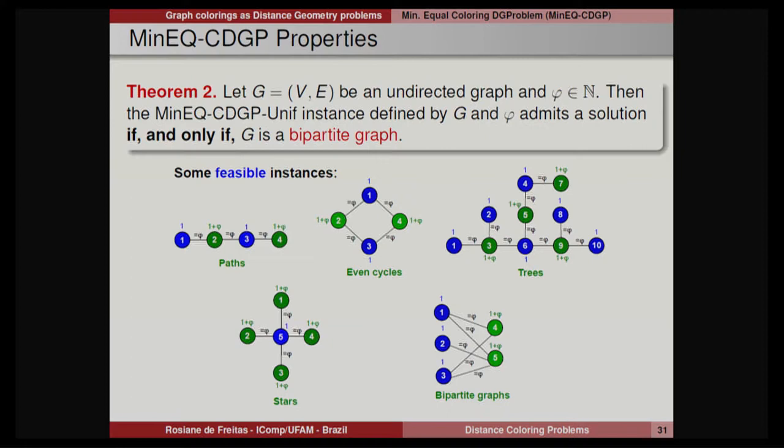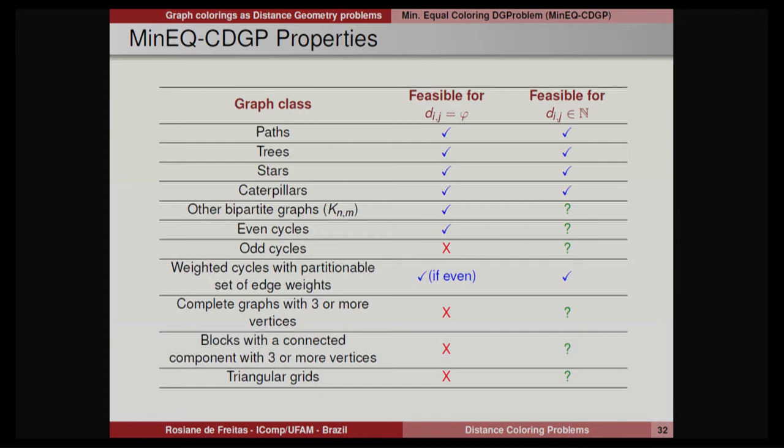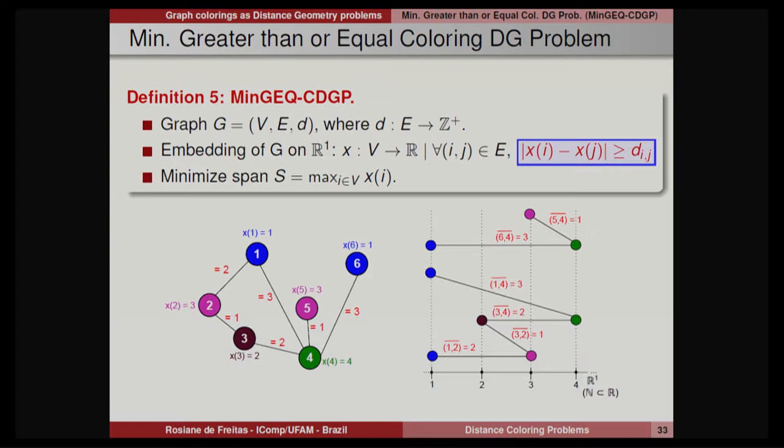But if you have odd cycles, we don't have the guarantee that we have a solution. In some specific cases we do, and we prove it also for some cases. So we have another result based on this to get the feasibility conditions of this problem. But in this case, we have the adjacency constraint with the greater than or equal inequality and arbitrary values. The most famous optimization problems related to this are the bandwidth coloring problem and the Shannon assignment problem.